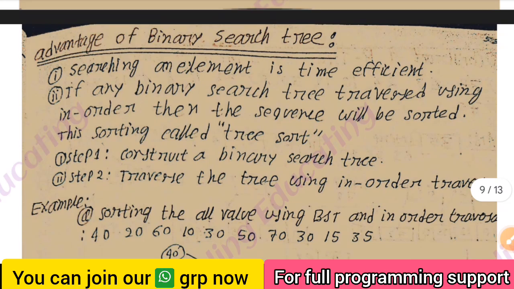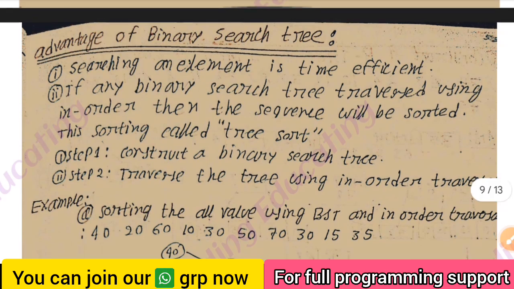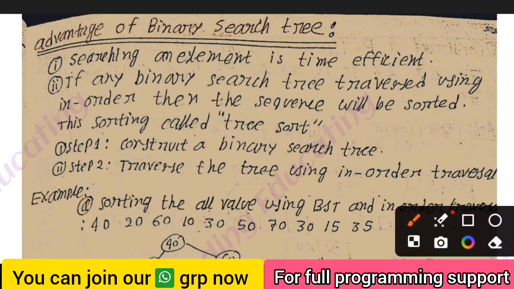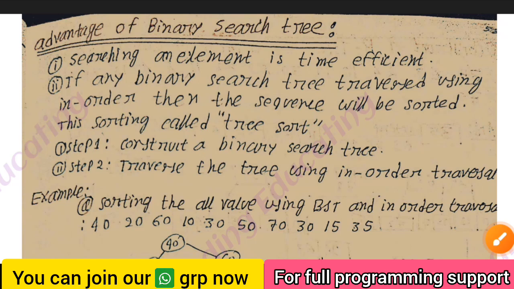So there is an advantage of a binary search tree. What is the advantage? Searching an element is time efficient, okay. If any binary search tree is traversed using in-order, then the sequence will be sorted. This is called tree sort. Step 1, construct a binary search tree. After that, traverse the tree using in-order traversal. In a binary search tree, if you do in-order traversal, then every element is in sorted order.